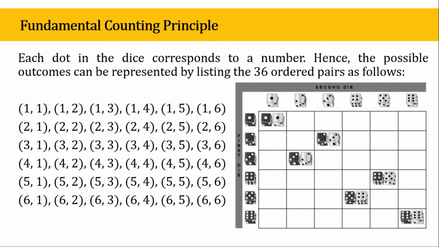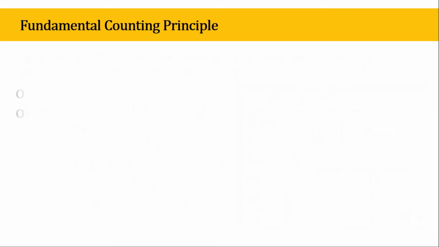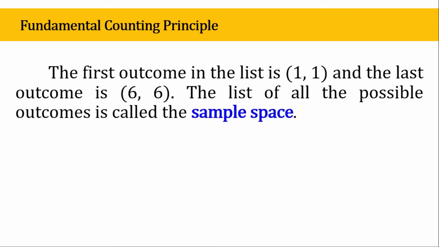These are all the possible outcomes if we toss two dice together. The first outcome in the list is 1 comma 1, or 1 1, and the last outcome is 6 comma 6, or 6 6. The list of all the possible outcomes is called the sample space, where we can see all the possible outcomes. It is a set of possible outcomes.